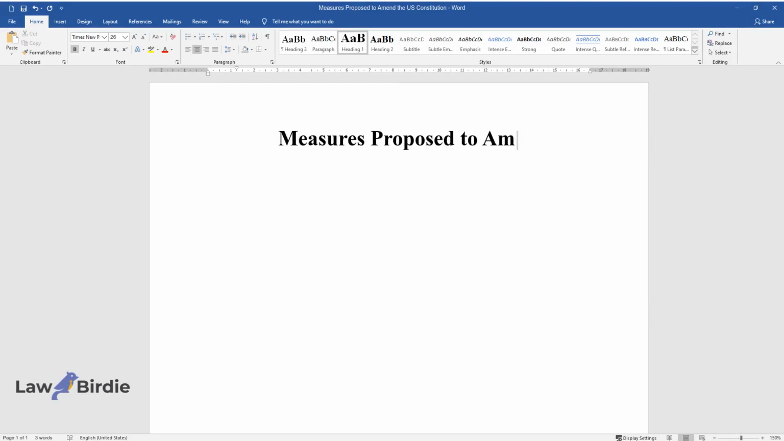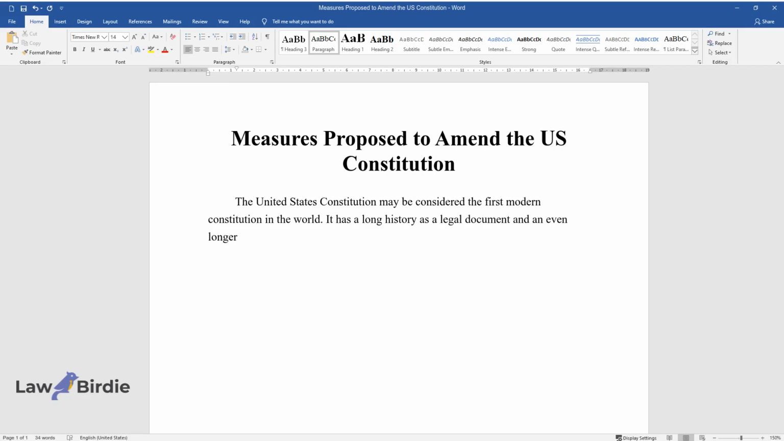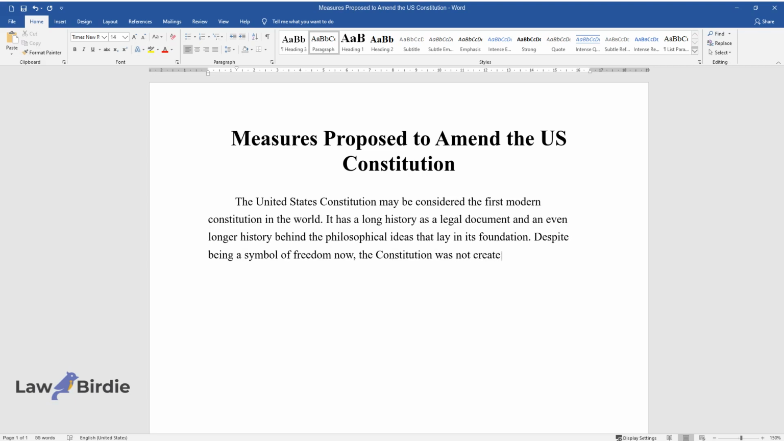Measures proposed to amend the U.S. Constitution. The United States Constitution may be considered the first modern constitution in the world. It has a long history as a legal document and an even longer history behind the philosophical ideas that lay in its foundation. Despite being a symbol of freedom now, the Constitution was not created as a perfect document, it was modified, and nowadays, there is an opinion that it is time for new amendments.